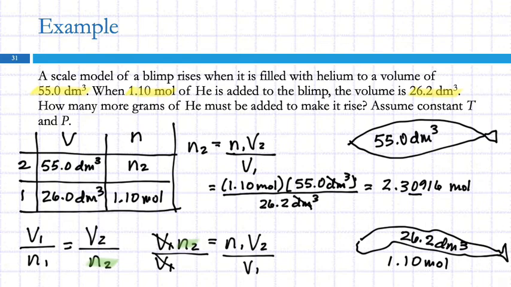So, is this the grams of helium that need to be added? No. Is this the moles of helium that need to be added to this guy? Not quite. It's the moles we need to end up with up here. But we already have 1.1 in there. So that's where this one pulls some critical thinking in. So up here, the number of moles is 2.31 moles. But originally it was 1.10. So the amount we're going to add is the difference of those.